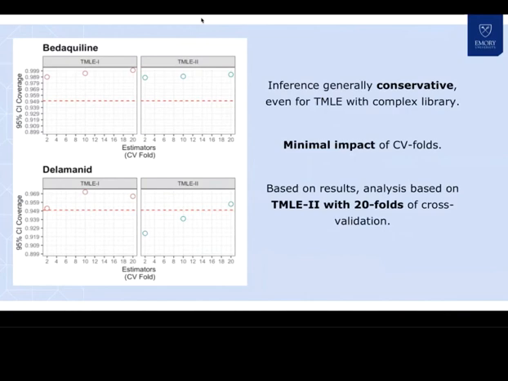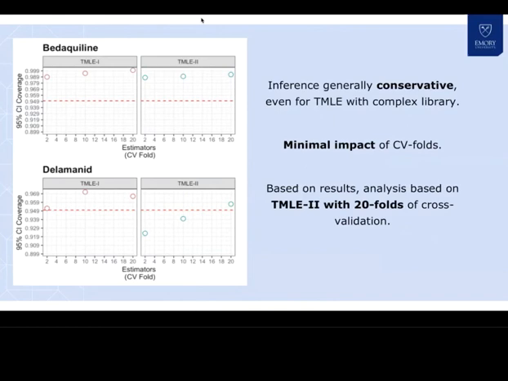What we found in this case is that the inference actually tended to be a little bit conservative, even for the TMLE using the complex library. So we're having confidence intervals that overcover the truth. If you flip that to a hypothesis testing setting, that would be hypothesis tests that have an actually smaller type one error rate than the nominal level of the test. Secondly, there really wasn't a lot of impact of the number of cross-validation folds. We also did some other simulations based on synthetic data designed to mimic this, and these observations held across the board.